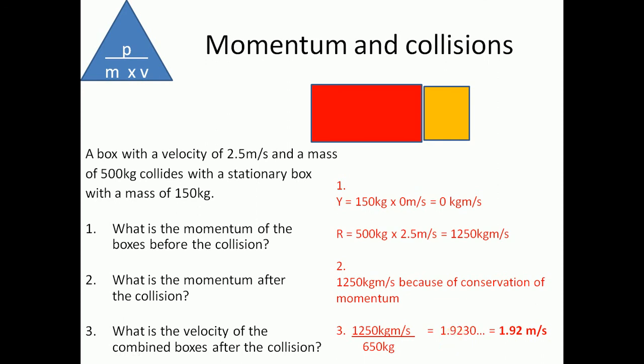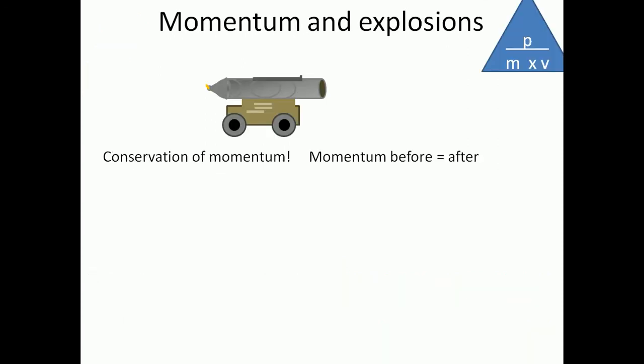dot dot dot. There's a few other numbers on the calculator. So to round that to 3 significant figures, which is the general rule of thumb for science, gives us an answer of 1.92 meters per second. Once again, important to remember the units. The question is asking us for the velocity of the boxes, therefore our units will be meters per second. Okay then, so our next bit's talking about explosions.